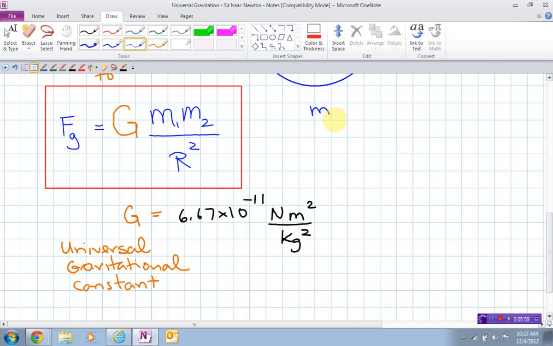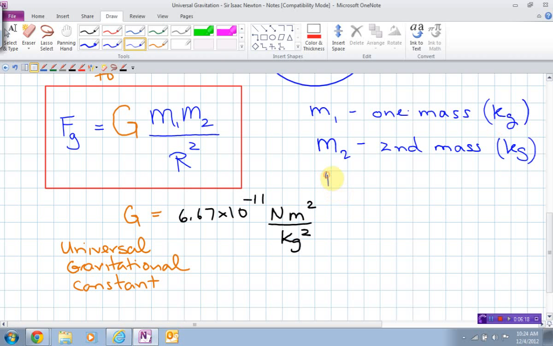M1 is one mass. It could be the Earth, it could be something else, measured in kilograms. M2 is the second mass. You need two masses to generate a force. And of course, it would be measured in kilograms as well. And R is the distance between the two objects, center to center.